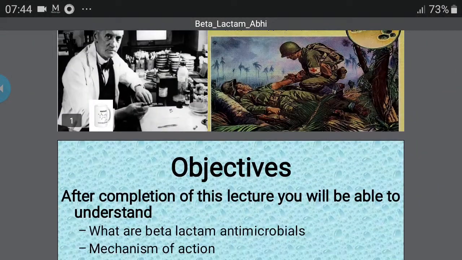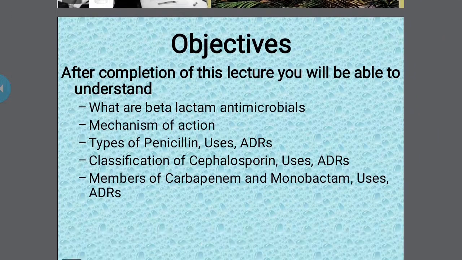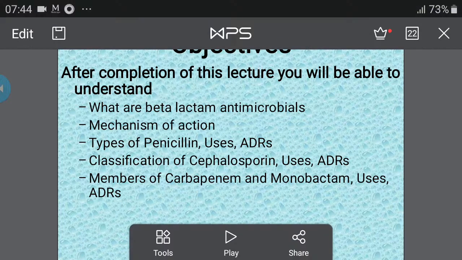And the objective of the class, this is a review chapter. You need to read in detail, but not everything is important. I shall just highlight which one is important. So what are the beta-lactam antimicrobials? That means there are 5 groups of beta-lactam antimicrobials. You need to remember that.